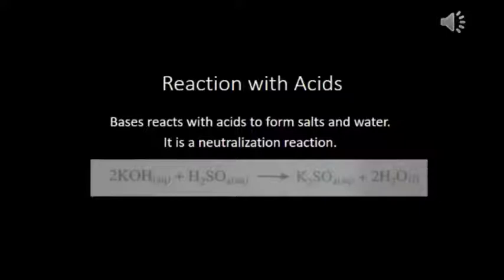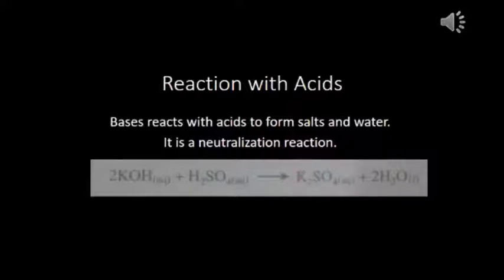Moving on to our next topic, the general properties of bases. Physical properties: we have already discussed the physical properties of bases in our previous slides. So here are some chemical properties of bases. Number one, reaction of bases with acids.